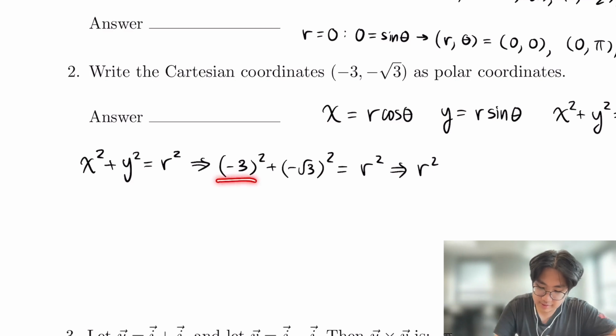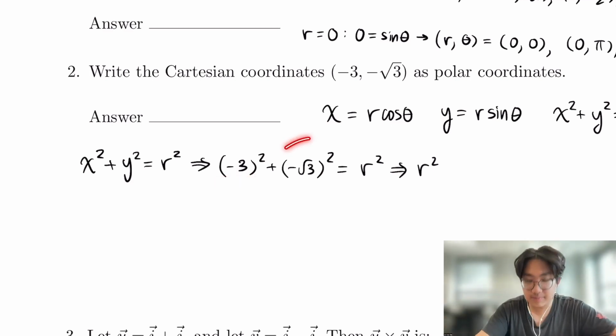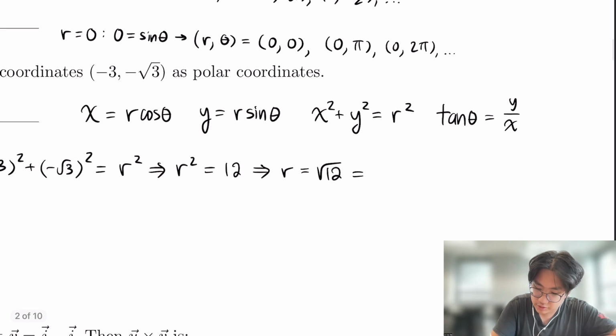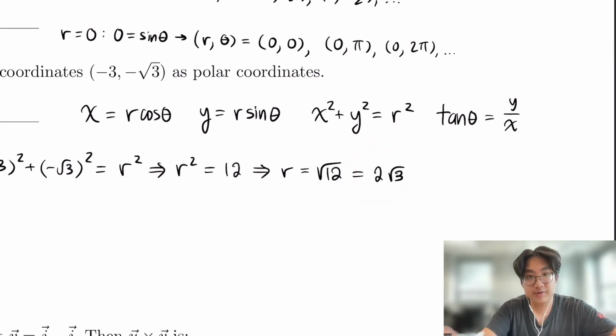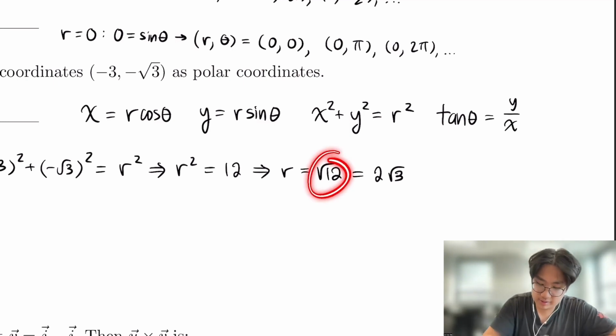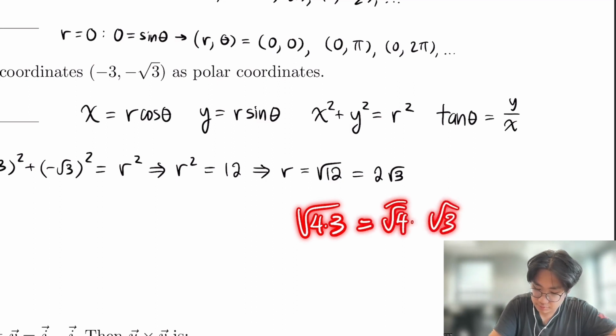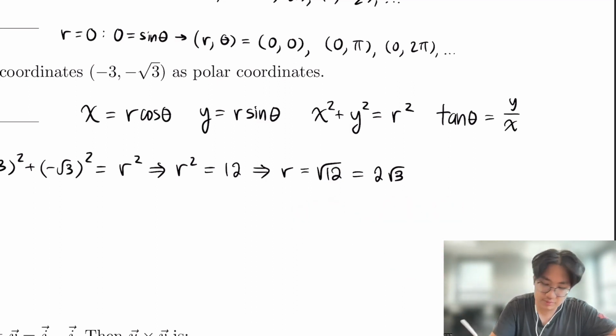Again, if you simplify this, -3 times -3 is +9. -√3 times that -√3 is +3. So you have 9 plus 3, which is 12. Which then means that r is equal to √12, which you can also write as 2√3. Again, we get this by, if you imagine factoring out a 4, so you can write this 12 as 4 times 3, which is √4 times √3. This is obviously 2, so you get 2√3.